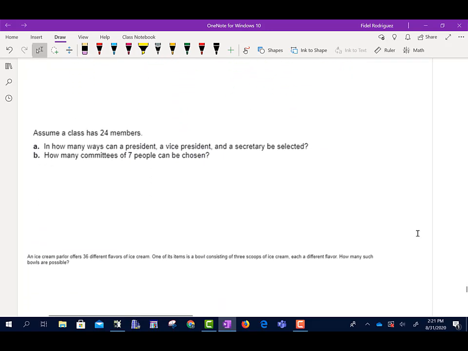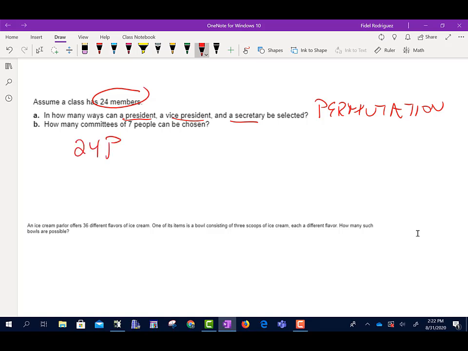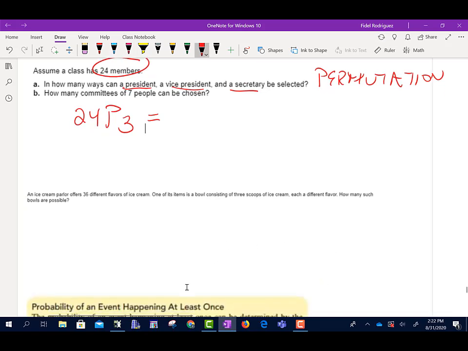Okay. So now, part A of this next question, I'm sorry, says, assume a class has 24 members. In how many ways can a president, vice president, and a secretary be selected? Notice, these are specific positions. So this is going to be a permutation. The order is important. So we have 24 members, and we're going to choose 3 of them in which the order is important.